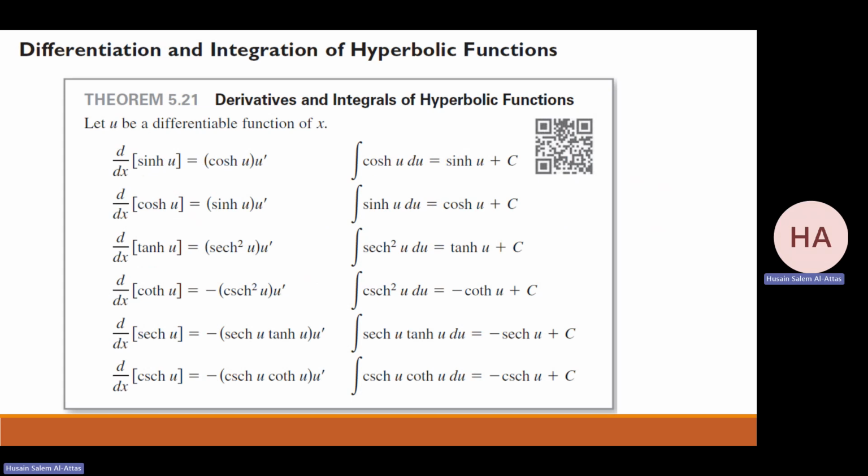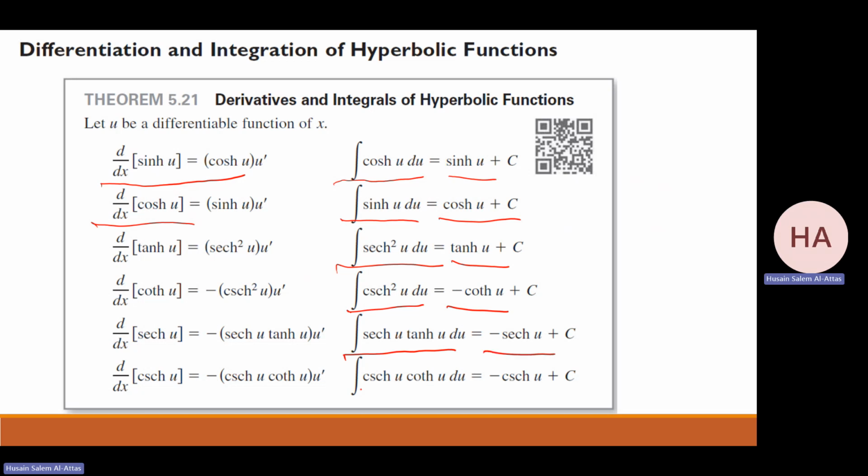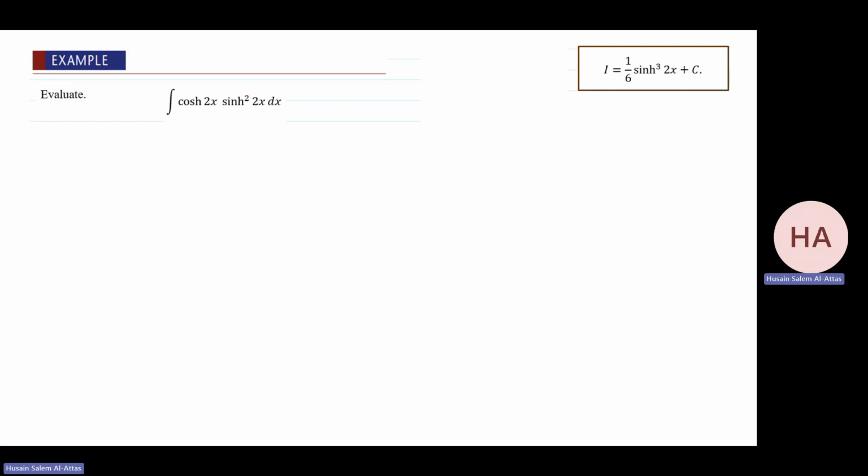Now this is what we want. This is the new thing. I know that the derivative of sine hyperbolic is cosine hyperbolic. That means the integral of cosine hyperbolic is sine hyperbolic plus c. The integral of sine hyperbolic gives me cosine hyperbolic plus c. Secant hyperbolic square is tan hyperbolic. Cosecant square is minus cotangent hyperbolic. Secant tan gives me minus secant hyperbolic. Cosecant cotangent gives minus cosecant hyperbolic. So I need these formulas, sometimes with some substitution. That's exactly what we need in this section.